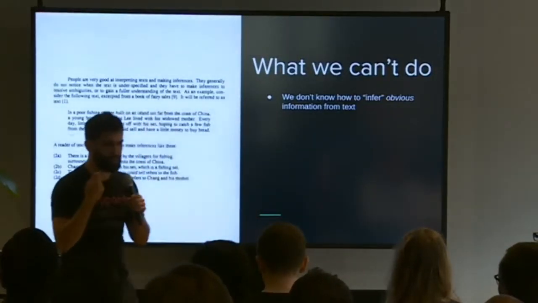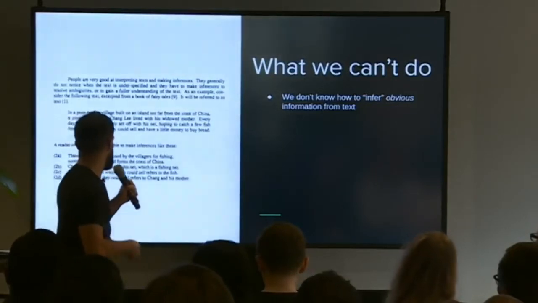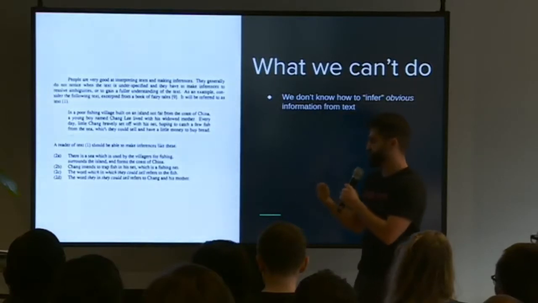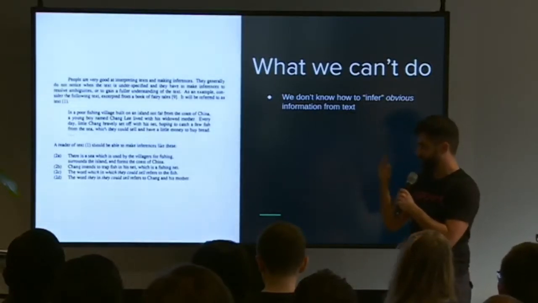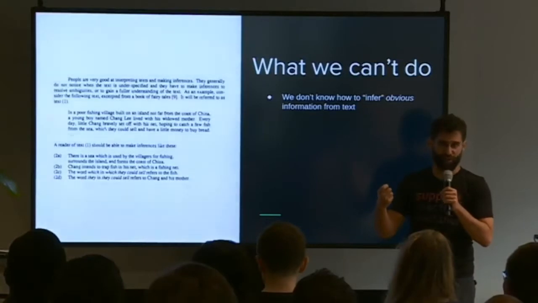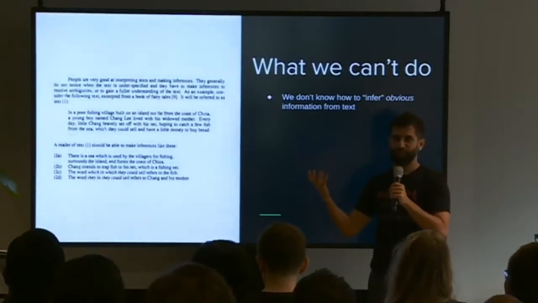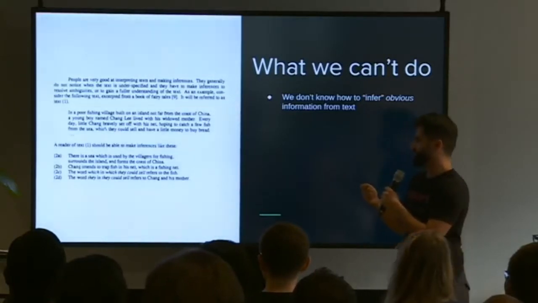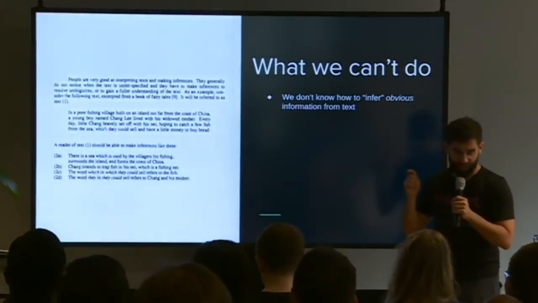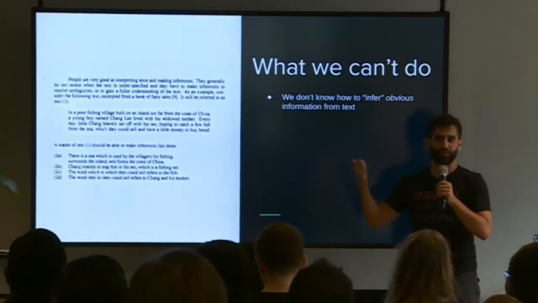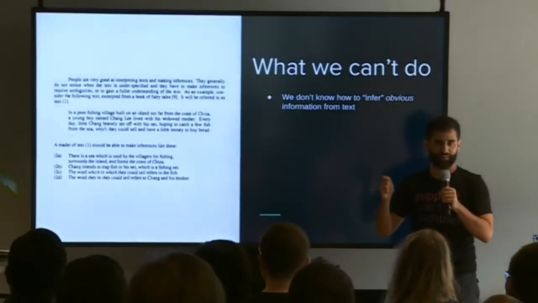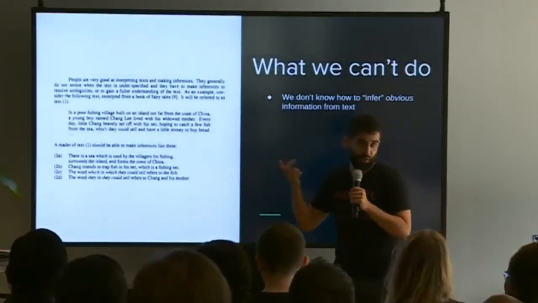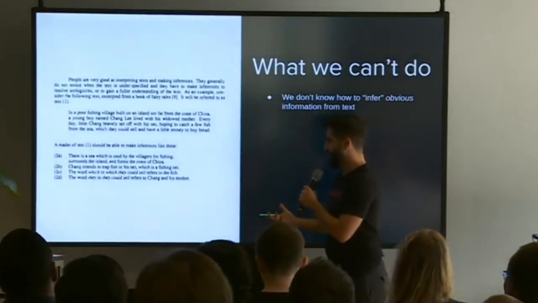Now, as readers of the text, here are a few things that are kind of obvious to us, right? There is a sea, because that's in the text, and it is used by the villagers for fishing. And the sea surrounds the island, and it's part of the coast of China, right? So that was obvious. Anyone not pick up on that? Excellent. Chang intends to trap fish in his net, which is a fishing net, right? So obviously that's a fish. Did anyone hear this story and think that was a butterfly net? No, but if you think about a computer, it doesn't have the information to infer that.